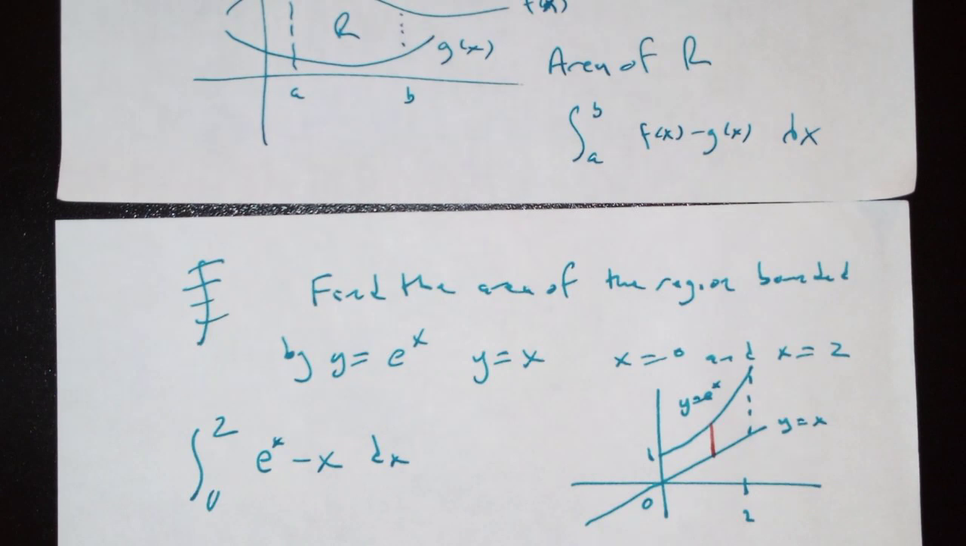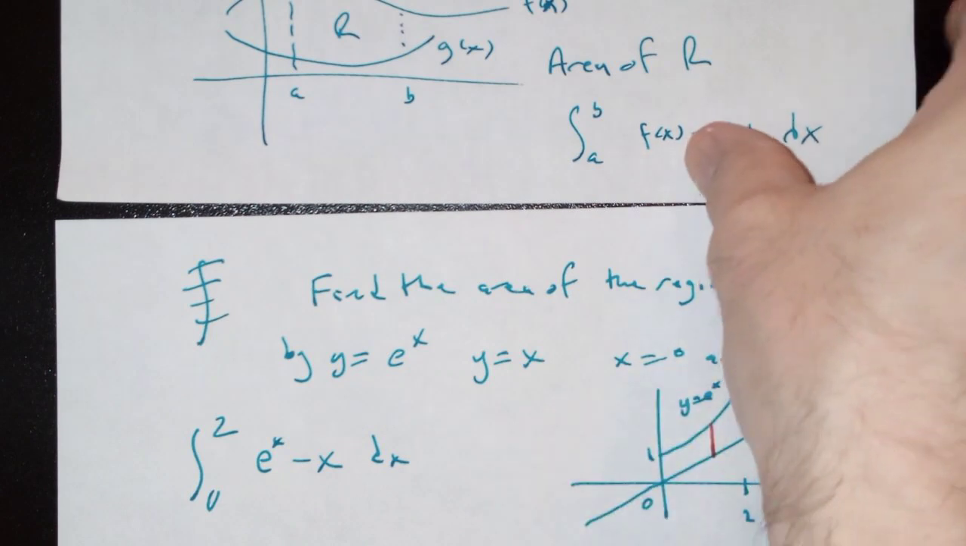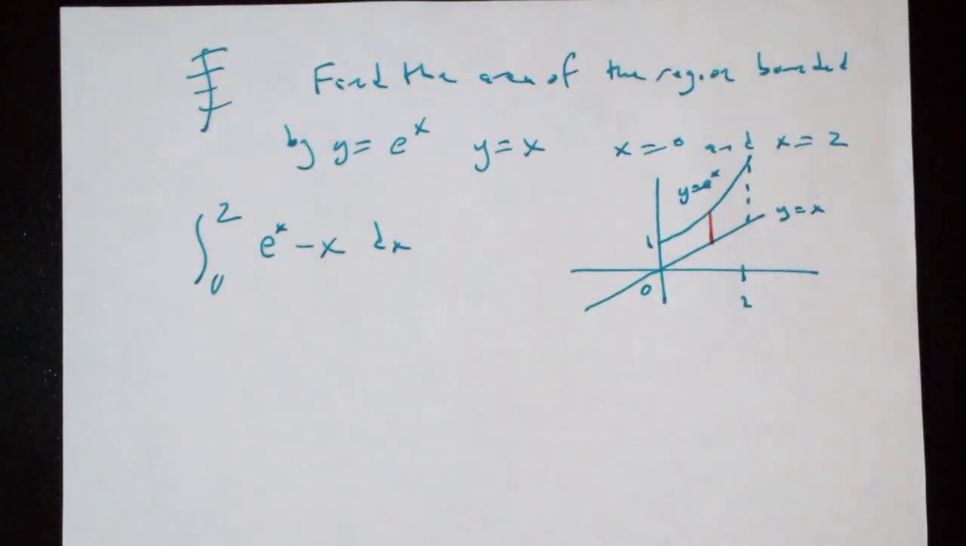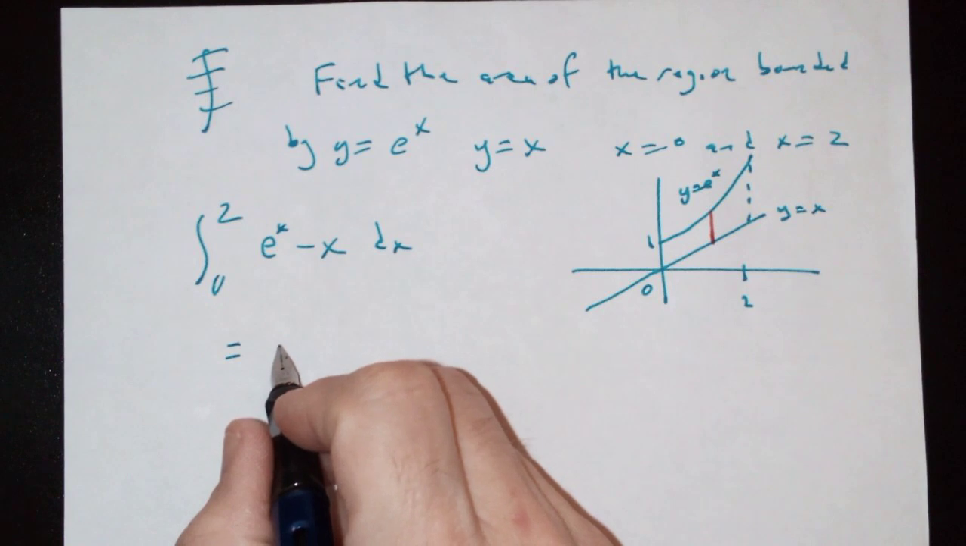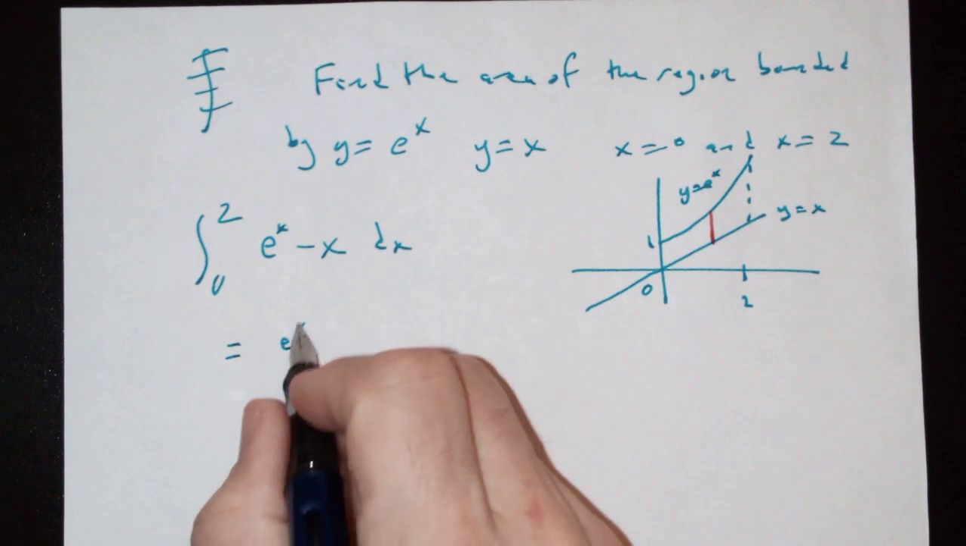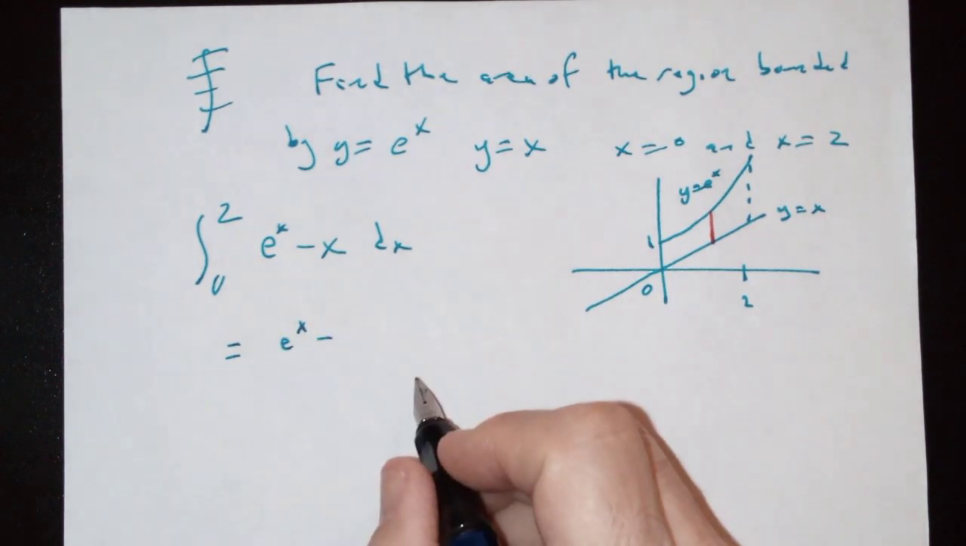But now I know how to do this integral, and that means I know how to compute this area, right? The antiderivative of e to the x. Great. The antiderivative of x.